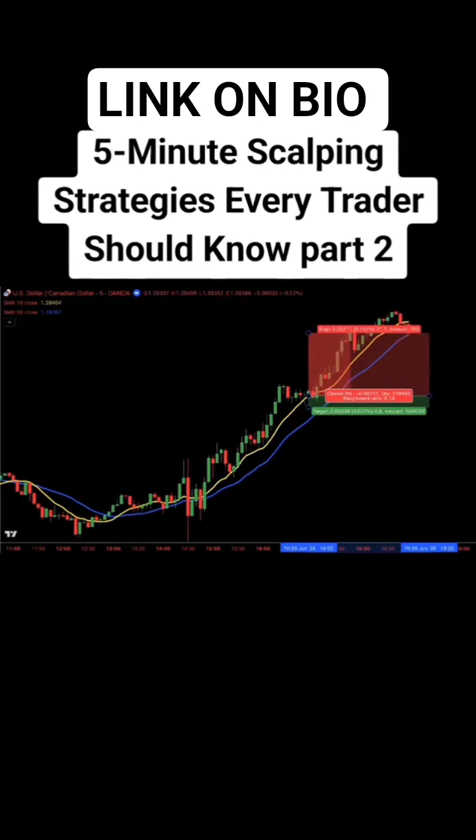As you can see, the market continues moving higher before eventually closing below the 10 simple moving average. That's where we exit the trade. This setup produced an excellent 1-to-5 risk-to-reward ratio. Now, let's look at another chart example.